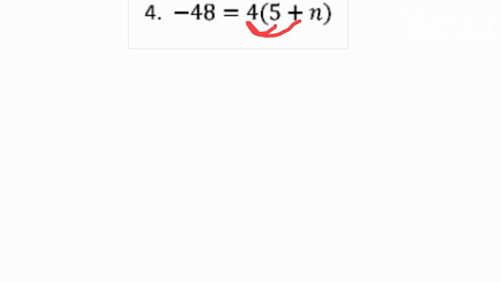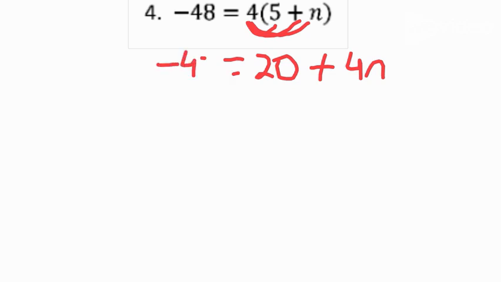Question number 4, we need to do the distributive property first. So we have 4 times 5. 4 times 5 is 20. And then we have 4 times n here, which is positive 4n. So we're going to write plus 4n on that side. Over on the left side, we still have negative 48.